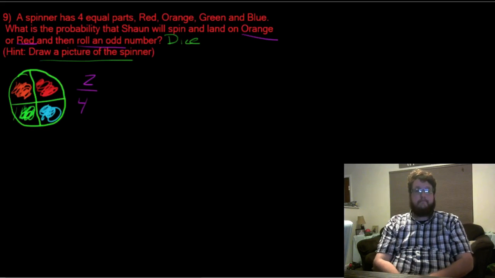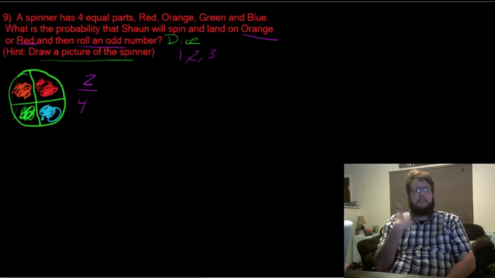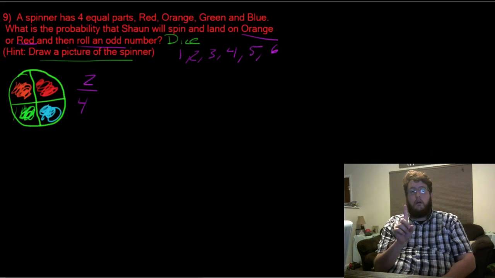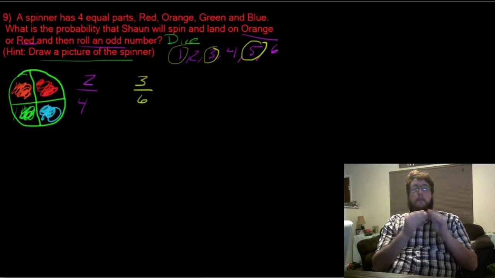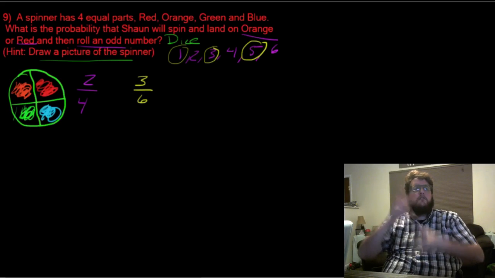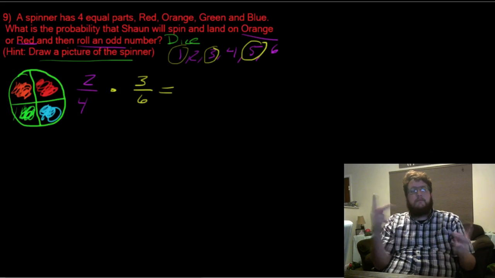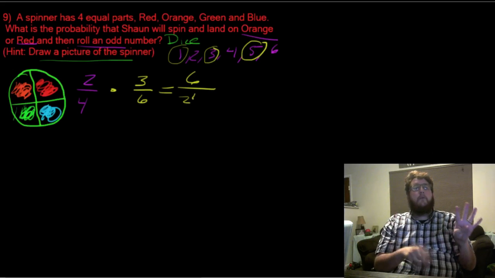And then rolling an odd number. If you think about a dice, the different options are 1, 2, 3, 4, 5, and 6. Out of those options, our odd numbers are 1, 3, and 5. So if there are 6 different options, 3 are the ones I want. The FCP says I can multiply these together. 2 times 3 is 6. 4 times 6 is 24.